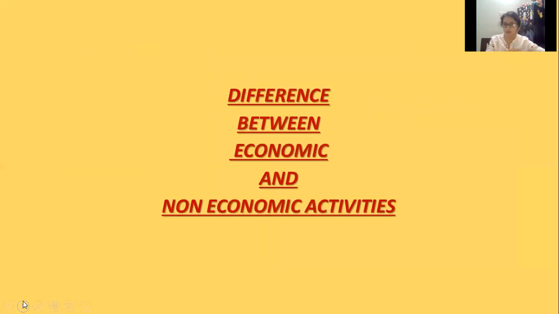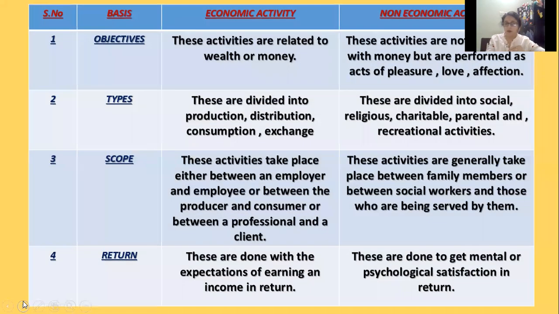Let's have a look at the difference between economic and non-economic activity. There are four bases: objectives, types, scope, and return. Objectives: economic activities are related to wealth or money, the opposite of non-economic activity, which is just for pleasure, love, and affection. Economic activity is divided into production, distribution, consumption, and exchange, as we discussed in the first class. Non-economic activities are divided into social, religious, charitable, parental, and recreational activities.